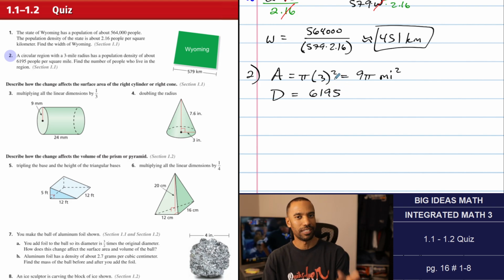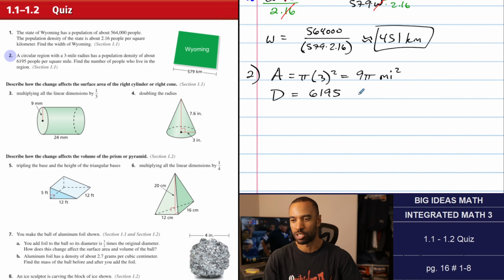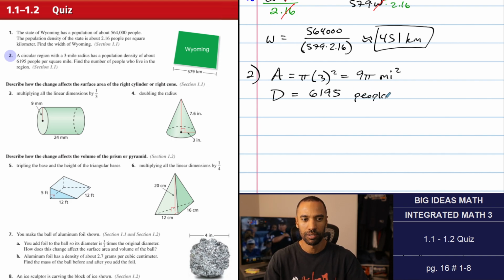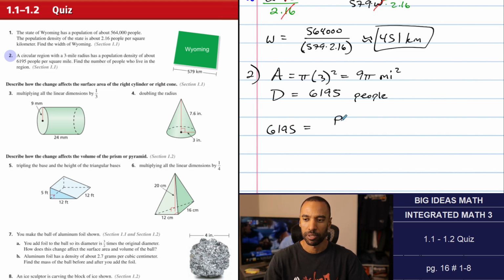So we're not solving density. We're using density to solve and find some other things. This is people. Okay, let's use that. Density equals population, that's our unknown, over area.